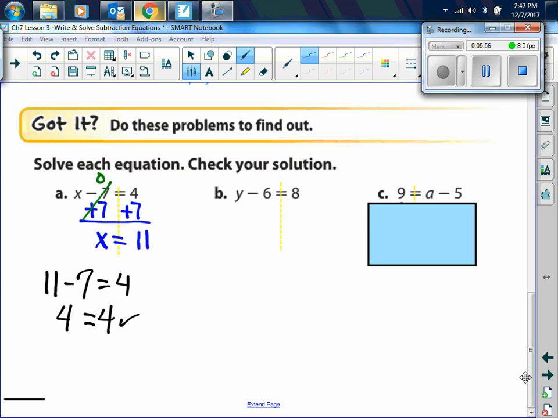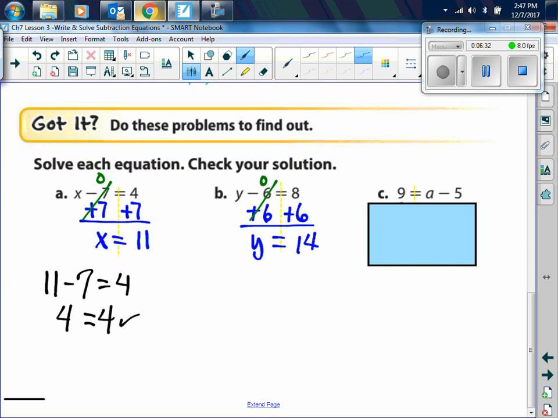How about letter B? What am I going to do to get the y by itself on that one? We are going to add 6 on both sides. Very good. So we're going to add 6 on both sides. So now, negative 6 and positive 6 are opposites, right? So they cancel to 0. Very good. And then y is equal to 14. Very good. So why don't you guys do letter C, and then I'll show you the solution.